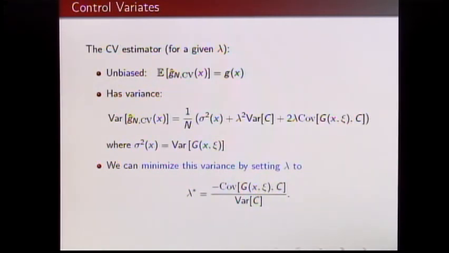The problem is you don't know G very well. That's what you're trying to estimate. Which means you typically don't know the covariance term fully. So you can estimate it. And that's how people do it most of the time, because you don't know the exact quantity here.